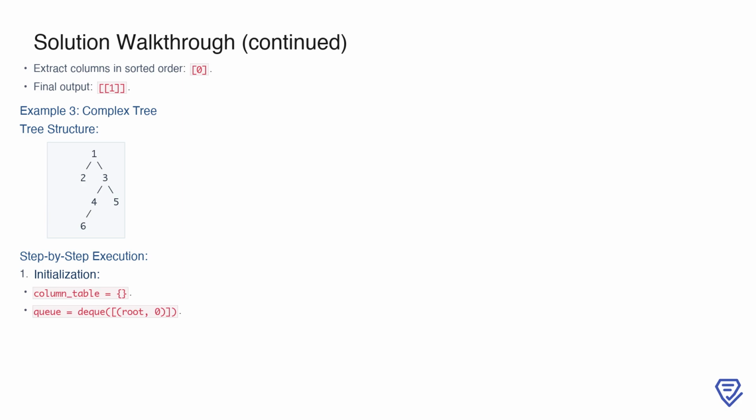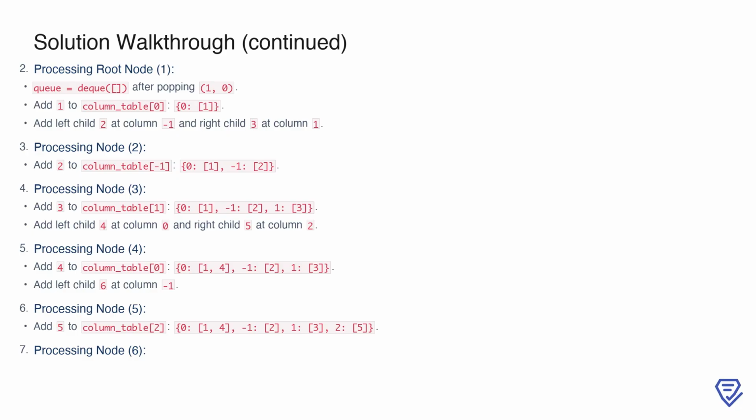As usual, we start by initializing the column_table and the queue. The queue begins with the root node 1 at column 0. The first node to process is the root node 1. After removing it from the queue, we add 1 to column_table, 0, so the table becomes 0, 1. Then, we add its left child 2 at column -1 and its right child 3 at column 1 to the queue.